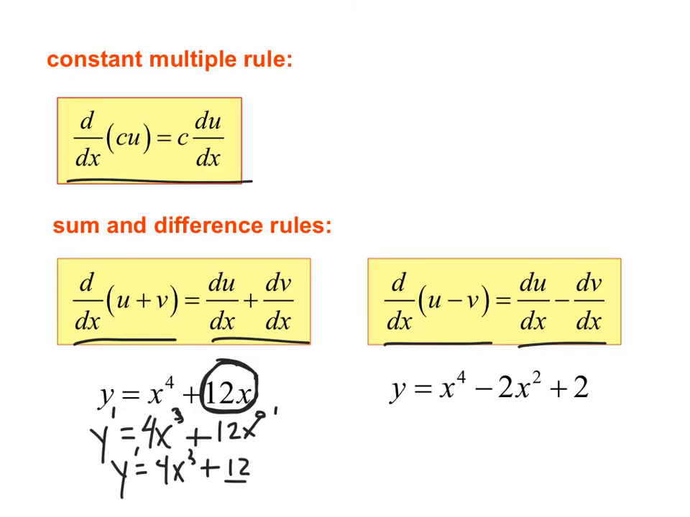Next one. So I got a trinomial here. Just take the derivative of each term individually. Derivative of x to the fourth, use the power rule, 4x cubed, minus derivative of 2x squared, that's 4x, and the derivative of a constant, well, that's a flat line, the slopes are all going to be 0. Do you have to write the 0? No, but I'm showing it anyway.